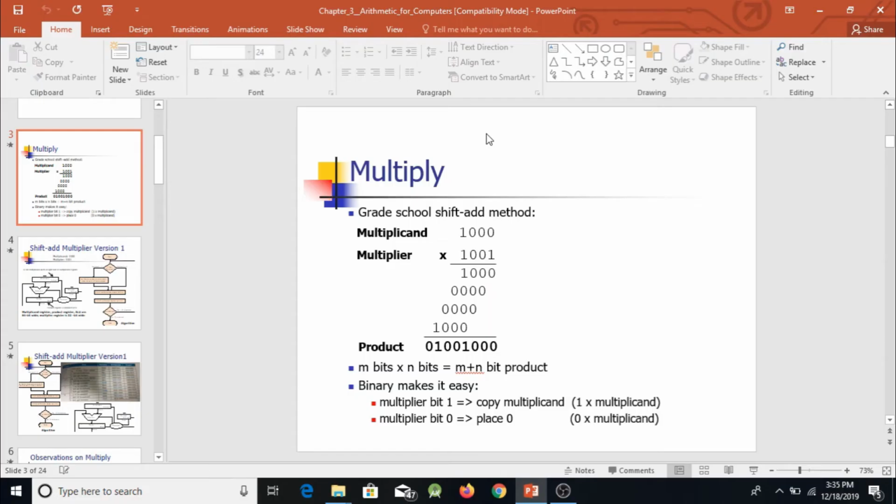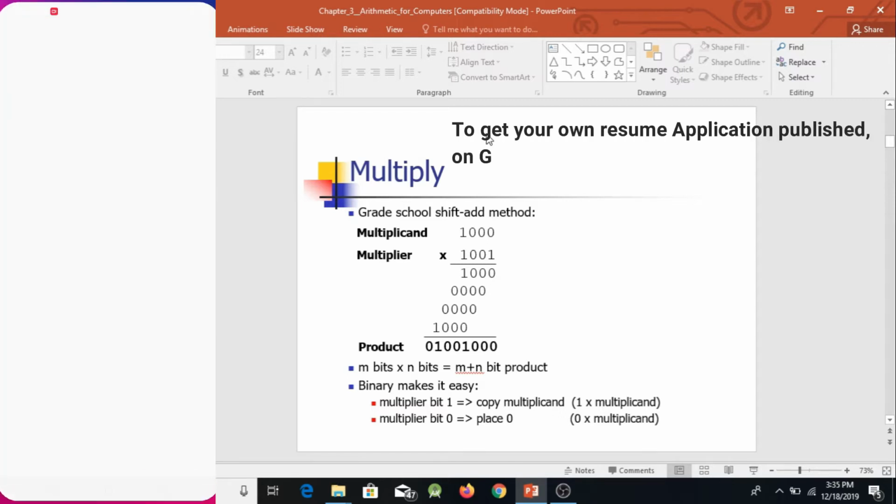So in this lecture, what we are going to do is we are going to discuss the multiplication algorithm version number 1. So let's start.